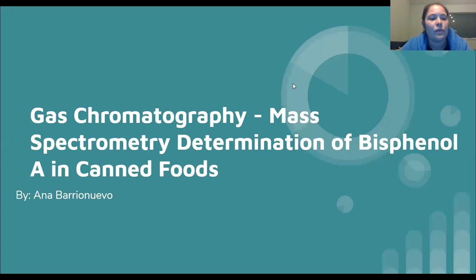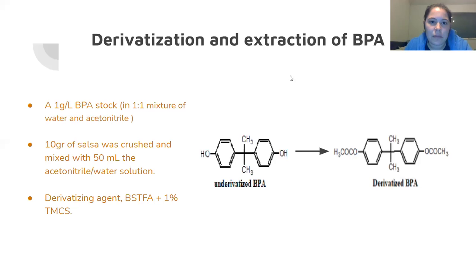So the goal of this experiment was to determine the concentration of bisphenol A in canned foods through gas chromatography and mass spectrometry. We began by doing a derivatization and an extraction of BPA from the canned food sample. In this experiment, we used salsa, and we first generated a BPA stock, which was 1 gram per liter BPA dissolved in a 1-to-1 mixture of water and acetonitrile.